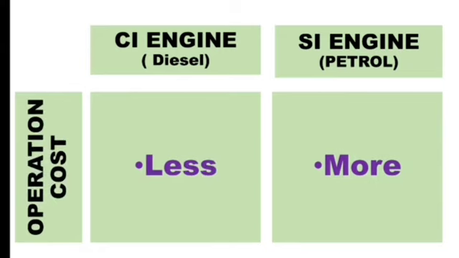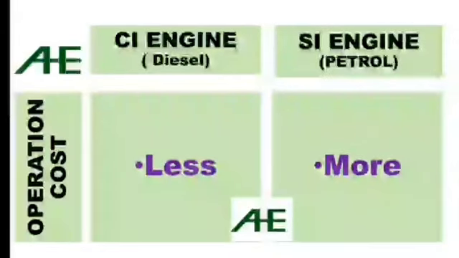And operational cost, a most important point. In a diesel engine the operational cost is less, whereas in a petrol engine the operational cost is more. Why? Because of the thermal efficiency. The diesel engine gives more efficiency, so its operational cost will be less than the petrol engine.